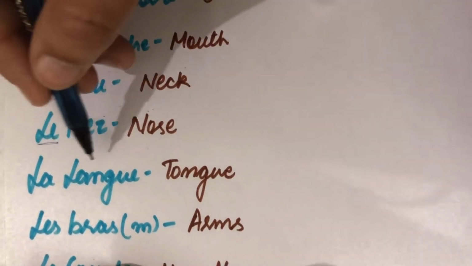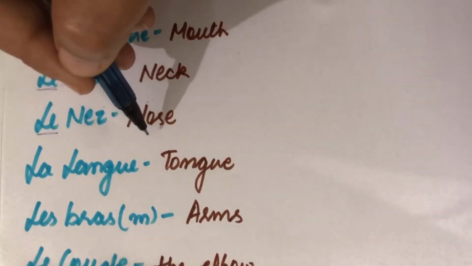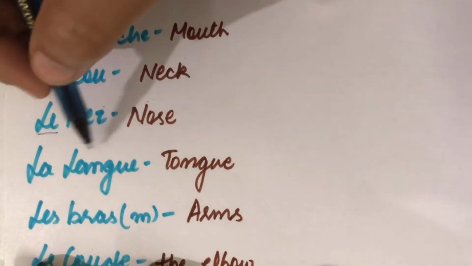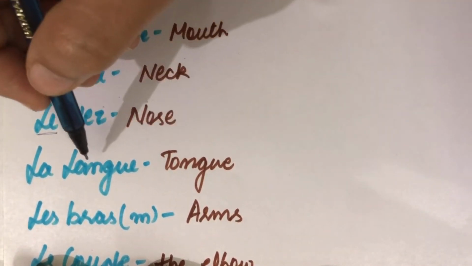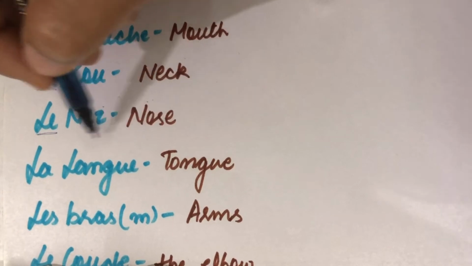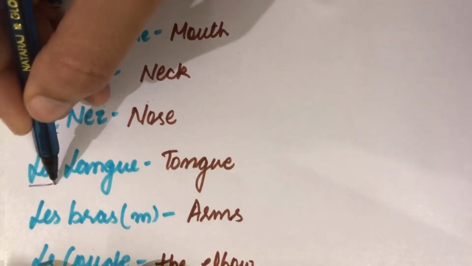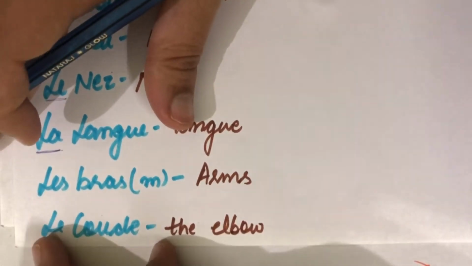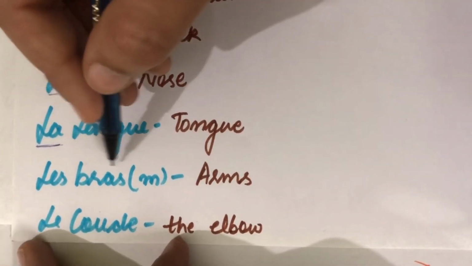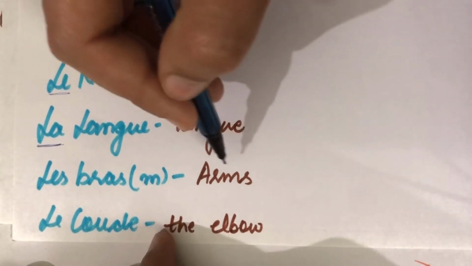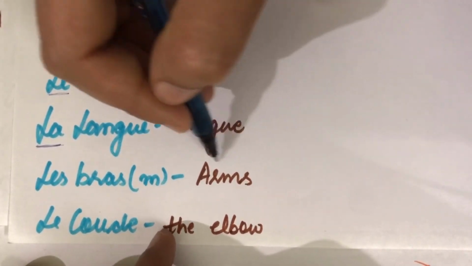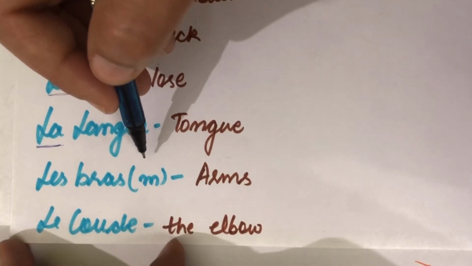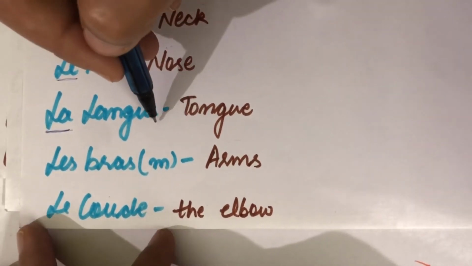Next is la langue, which is language. Basically la langue means language, but the tongue is also known as la langue. Respectively this is feminine, as la is used over here. Next is les bras, so this is masculine, and arms are known as les bras in French. They are masculine in nature.